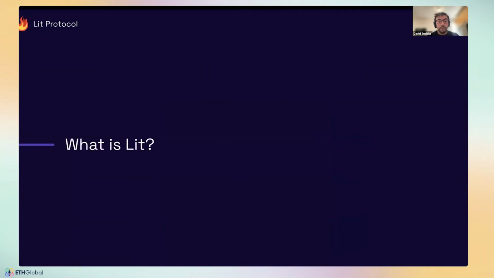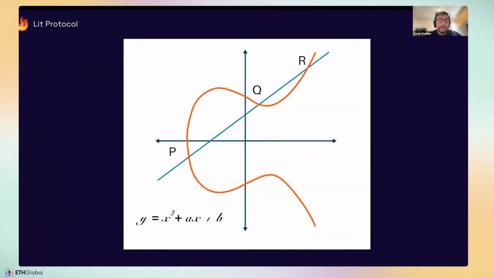So in context of this framing, what is Lit? Lit is a decentralized key management network at the end of the day. Structurally and architecturally, what Lit is doing is custodying a private key, an elliptic curve, in a decentralized way. The private key that you have in your wallet is essentially just a line on a graph, and the Lit nodes represent points along this curve, which is the secret of that individual node.